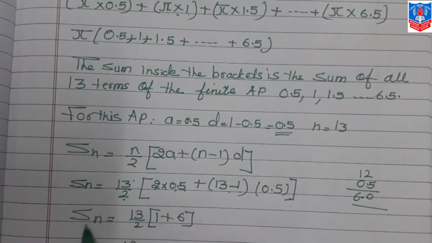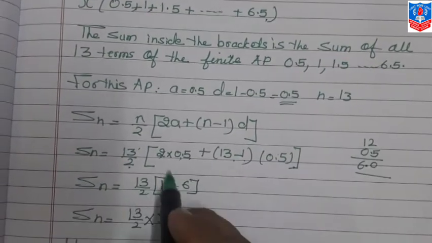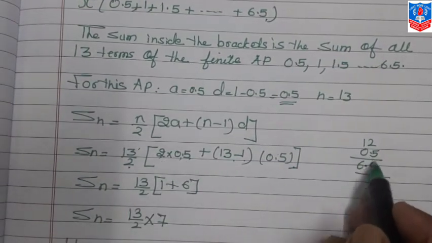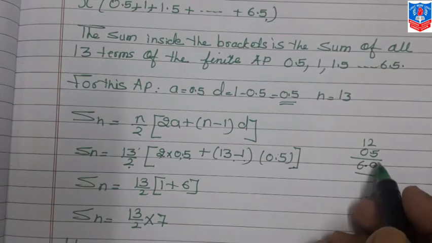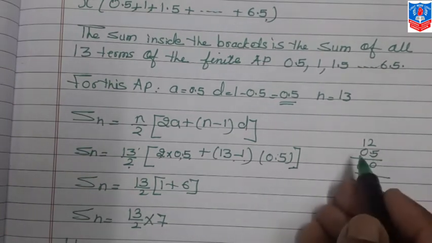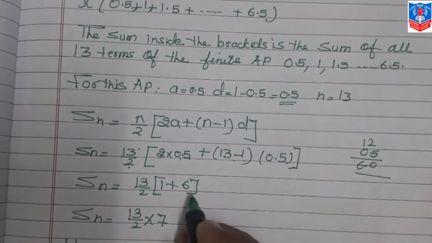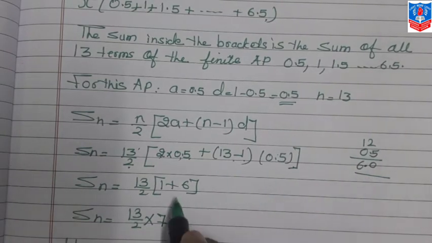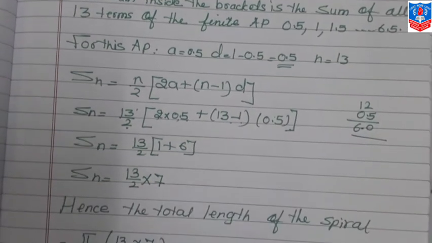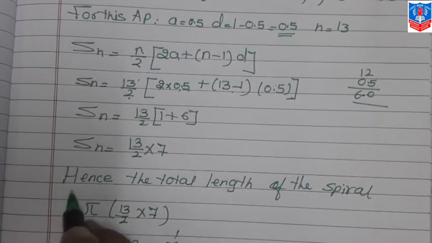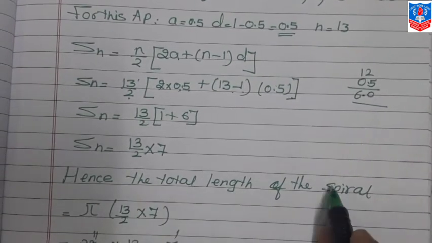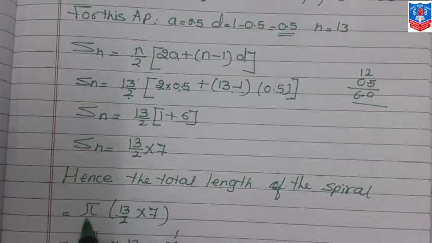Now Sn equals 13 upon 2, and here 2 multiplied by 0.5 is 1, and 12 times 0.5, 5 twelves are 60. So with the decimal, after one place you start from the right-hand side, so the answer will be 6, not 60. Clear, children? So here 13 upon 2 into 1 plus 6, 7. Hence the total length of the spiral is pi into 13 upon 2 into 7.